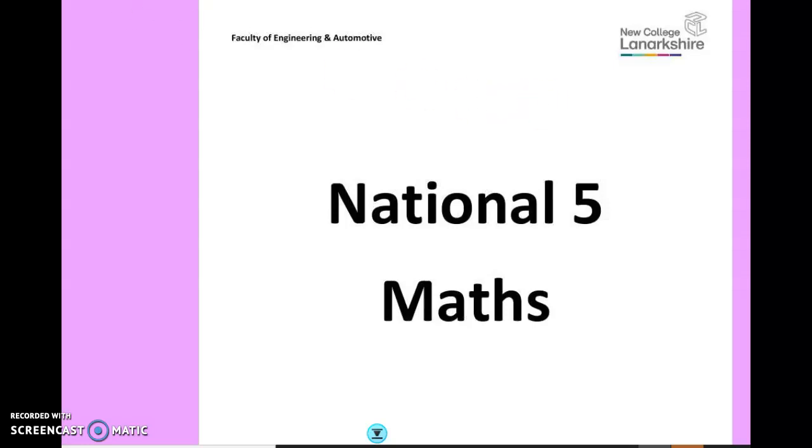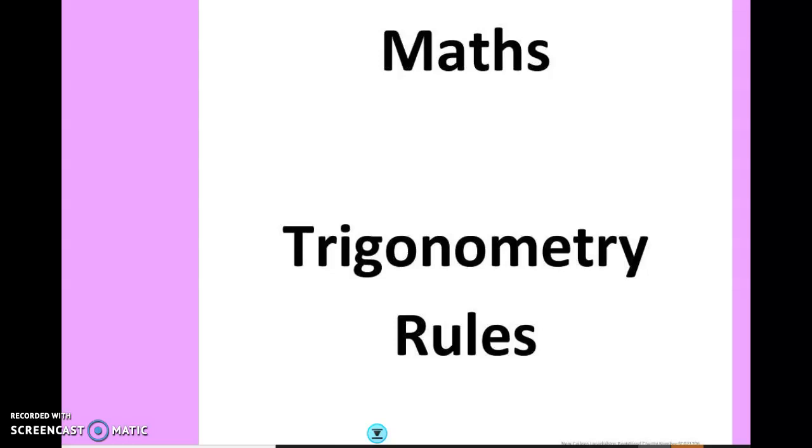Our next topic in National 5 Maths then are trig rules. So the trig rules we're going to have a look at: area of a triangle, the sine rule, and the cosine rule. Now all of these formulas are given in your formula list, and if you like using the formulas, you're going to pick up some easy marks with these ones.